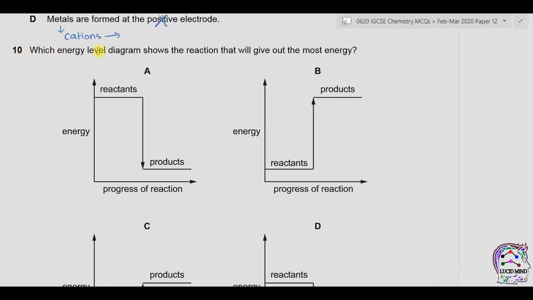Question 10. Which energy level diagram shows the reaction that will give out the most energy? Giving out of energy means that the reaction is actually exothermic. In exothermic reactions, the energy of the products is always less than the energy of the reactants because the energy is actually lost into the surroundings. And to find out the most energy, we have to find out the difference between the reactants and products. The larger the difference, the more energy will be released.